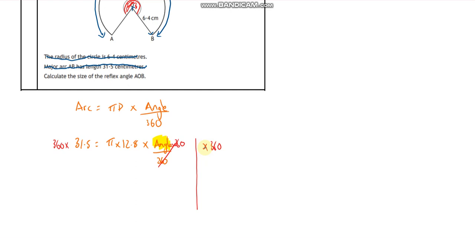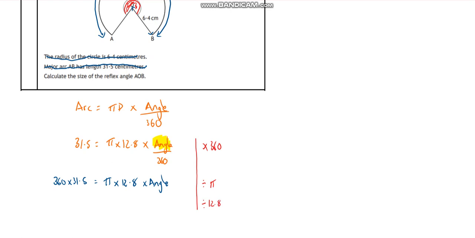That's why it appears over here as a different sign. But it gets very messy, so don't write it in the equation. Try and get used to writing it in the method line. So I'll times it by 360, which means that, yep, over here I've now got 360 times 31.5. I don't know why I've changed pen color. Apologies. Pi times 12.8 times by the angle. Excellent. The next thing I want to do is divide by pi and then divide by 12.8.